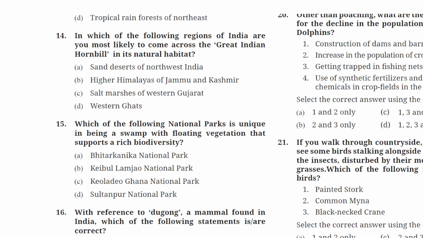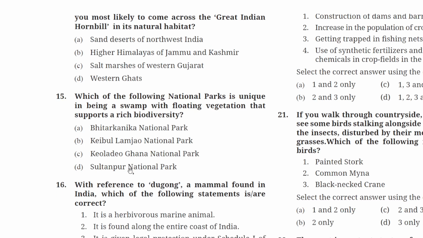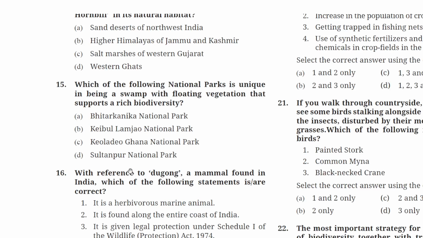The park is a swamp with a floating mass of vegetation called phumdis at the southeastern side of the Loktak Lake, which has been declared a Ramsar site. It was initially declared as a sanctuary in 1966, but subsequently declared as a national park in 1977. So answer is Keibul Lamjao National Park in Manipur.